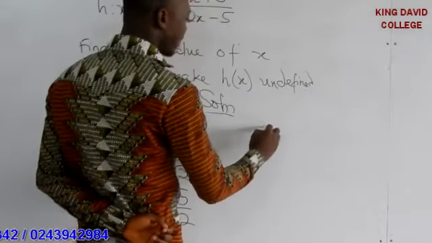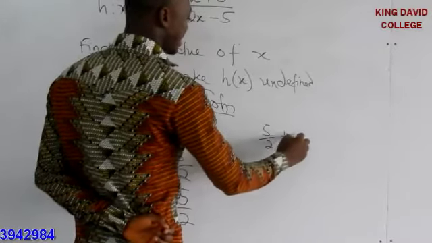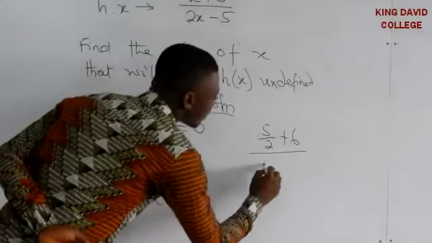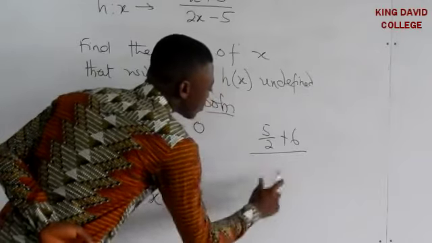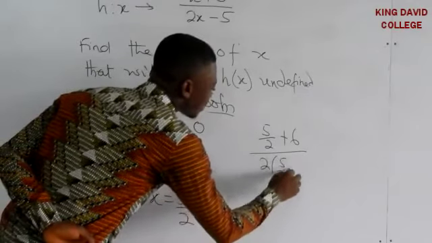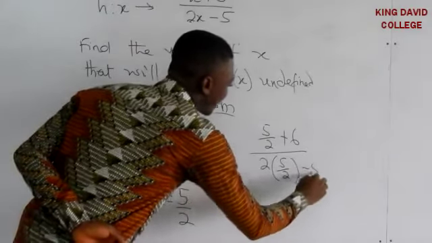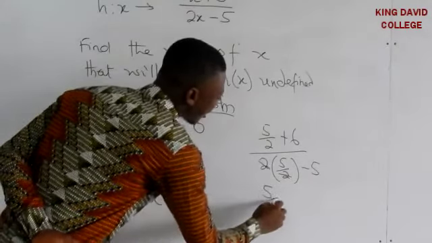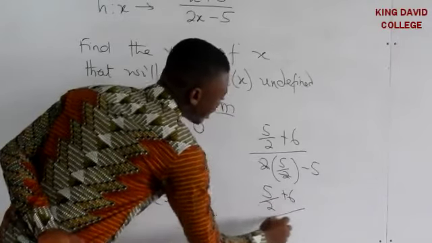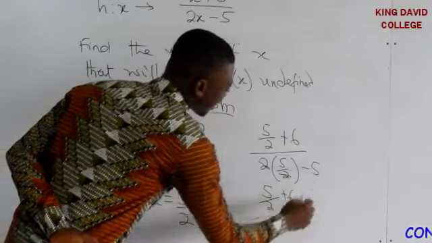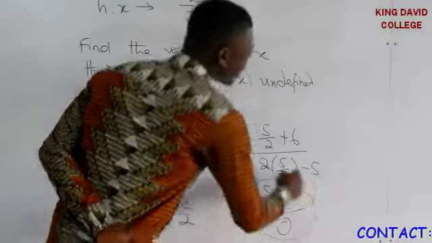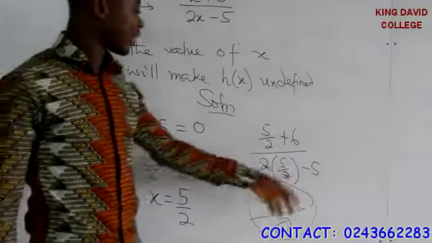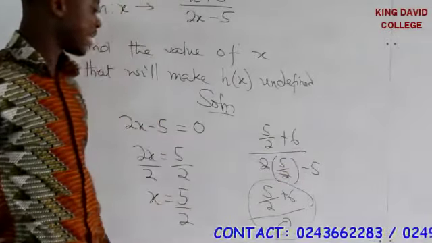If you put in 5 over 2 plus 6 will be the numerator, and then the denominator here is going to be 2 multiplying 5 over 2 minus 5. So these two cancel. So you can see clearly, I have 5 over 2 plus 6, all divided by 5 minus 5, 0. So when you have this situation, then we say that, oh no, this particular expression is going to be undefined.